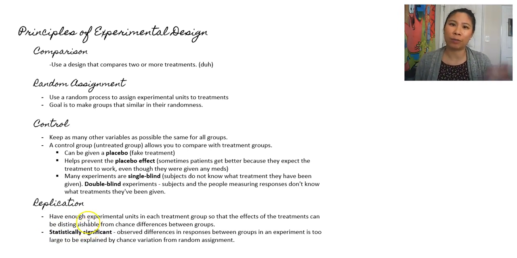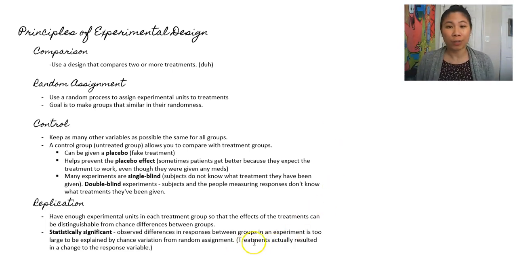Whatever data that we gather, whatever conclusions that we make, we want them to be statistically significant because we're in a statistics class. When we look at the differences between each of the groups, we want to make sure those differences are large enough to actually occur not by chance. Obviously, we might have differences between the treatment groups because of that random assignment, but we want to make sure that the differences between groups are large enough so that we can tell it's not just because of some random assignment difference. This means that your treatments actually resulted in some sort of change to the response variable.